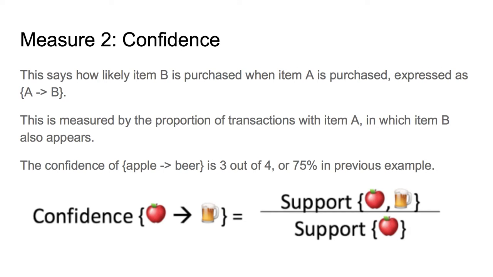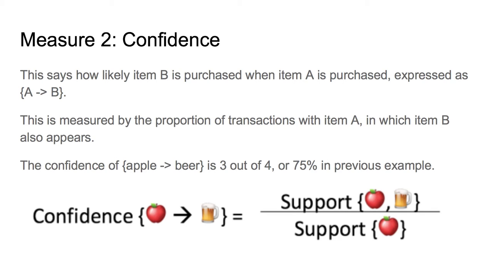Measure 2, confidence. This says how likely item B is purchased when item A is purchased, expressed as A to B. This is measured by the proportion of transactions with item A in which item B also appears. The confidence of Apple to beer is 3 out of 4, or 75% in the previous example.